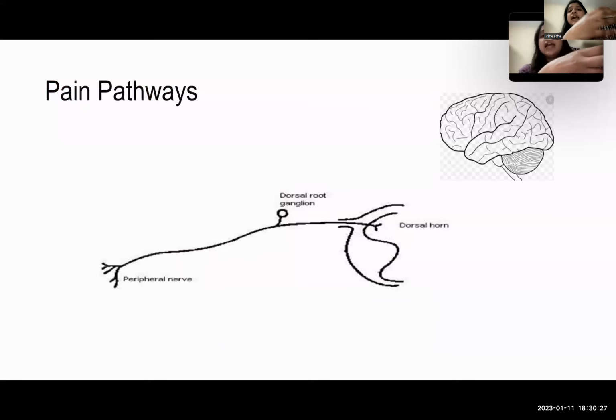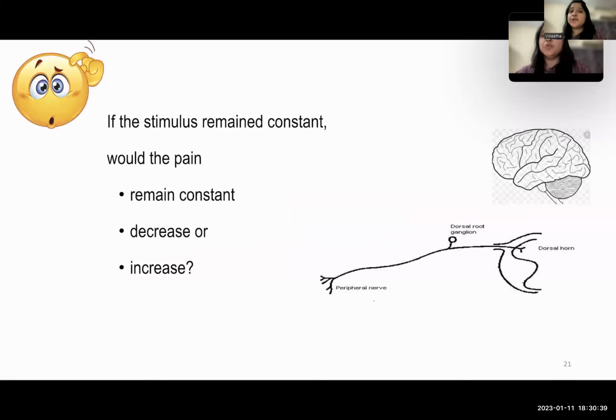and from there to the brain. Now, the question is, if the stimulus remained constant, whatever is causing the pain, let us assume, for example, acute pain. You have injured your hand, a small cut injury. Now you are in severe pain. What happens with time? Usually, it's a small injury that heals on itself. The pain will decrease, increase, or remain constant? Decreases. Yeah, acute pain is like that.